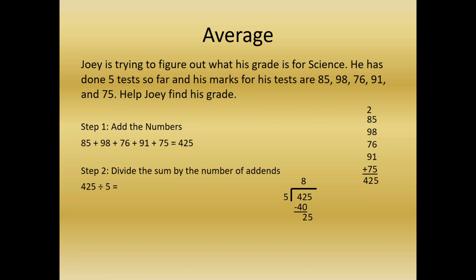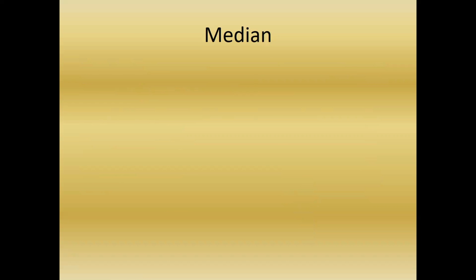So we have 25. How many times does 5 fit into 25? 5 times. So that goes above the 5 in our answer. So 5 times 5 is equal to 25. So we're left with 25 minus 25, which is equal to 0. So that means that 425 divided by 5 is equal to 85. So Joey's science grade is 85%. And that's all you have to do for the average. It's just 2 steps. Now let's move on to the median.